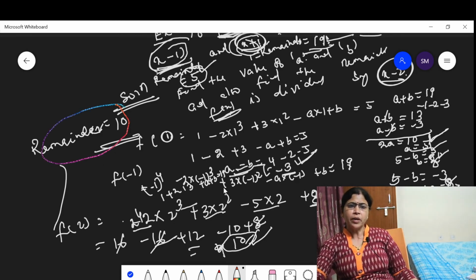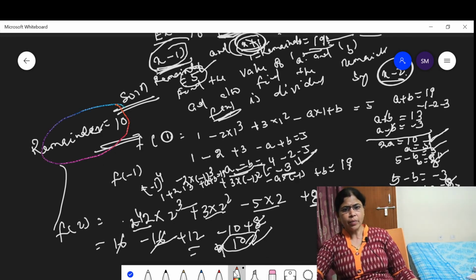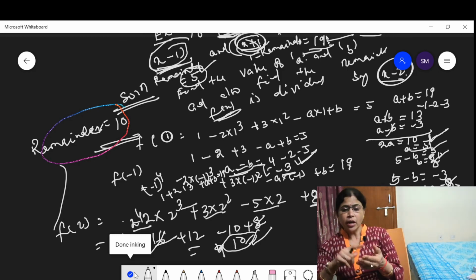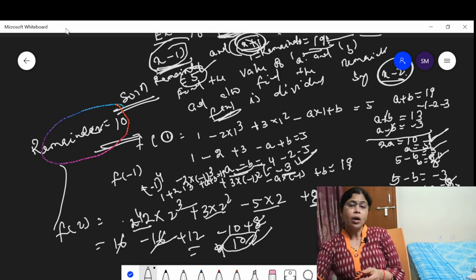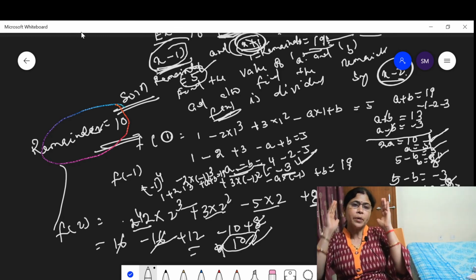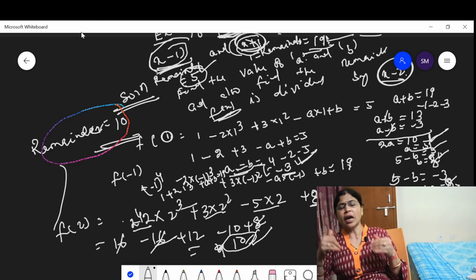Then students, when a question is given here, try to understand the language of the question. When you understand the language of the question, then you can solve the question. And always keep in your mind all the theories. Here I discussed the factor theorem and remainder theorem. What the factor theorem says and what the remainder theorem says. At first try to keep these theories in your mind and then try to solve.